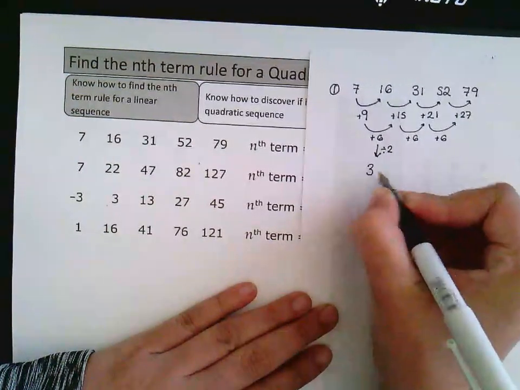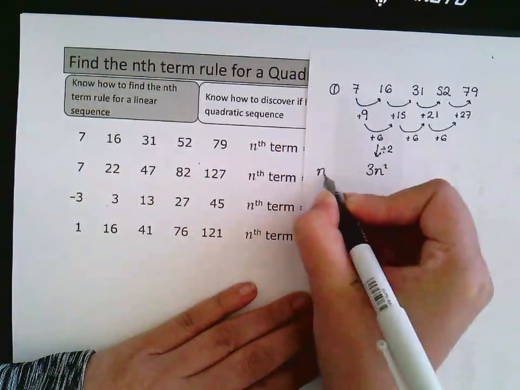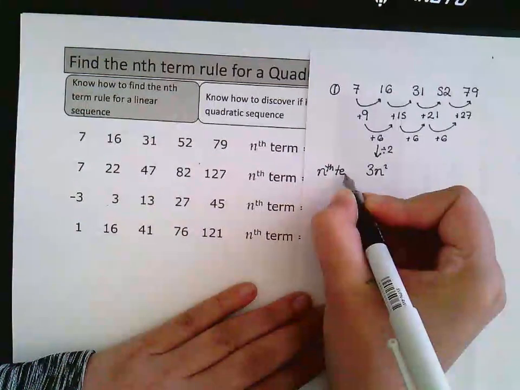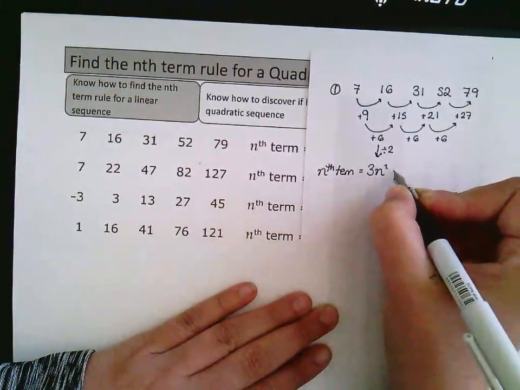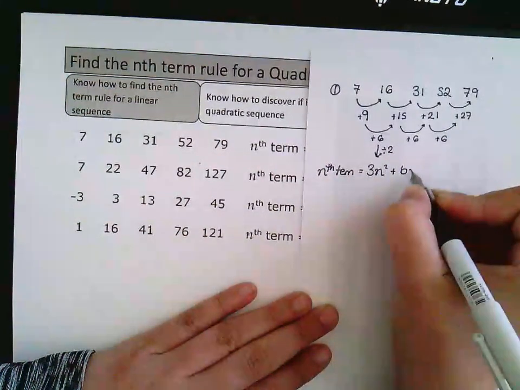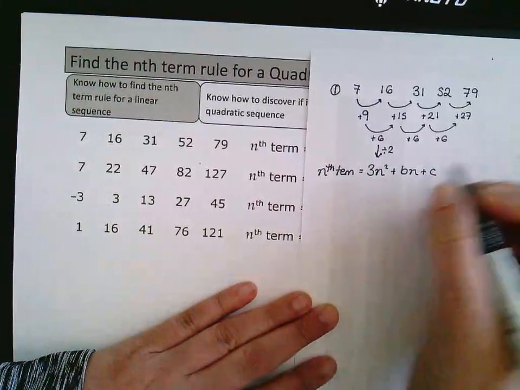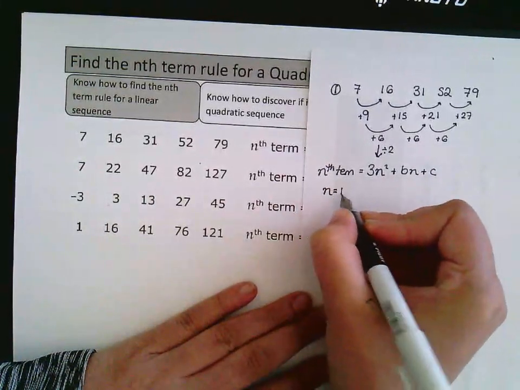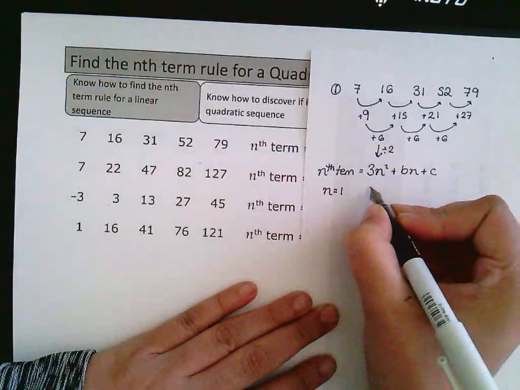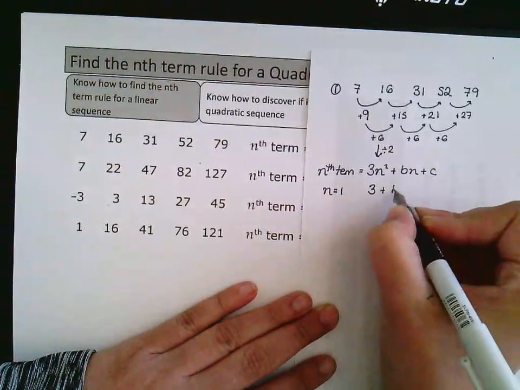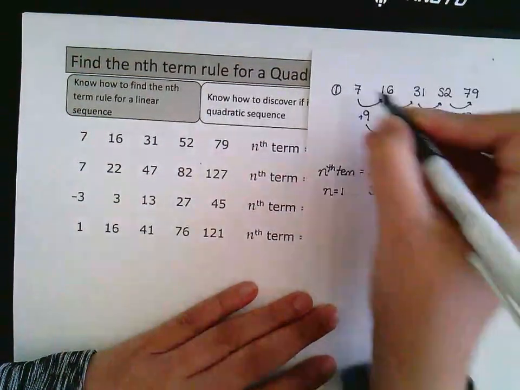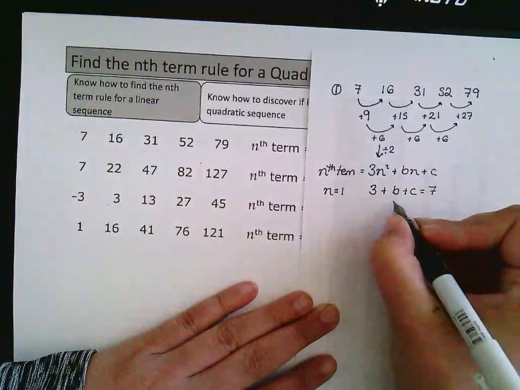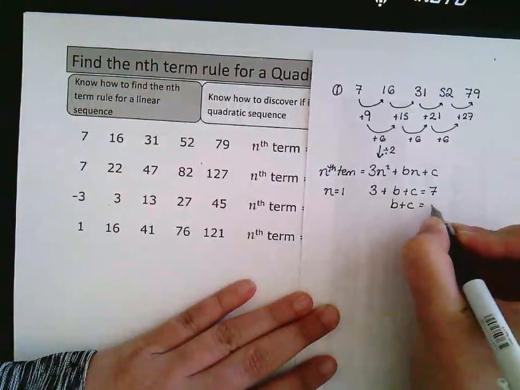My rule starts with 3n squared plus bn plus c. When n equals 1, 3 times 1 squared is 3, plus b plus c equals the first term, which is 7. So b plus c equals 4.